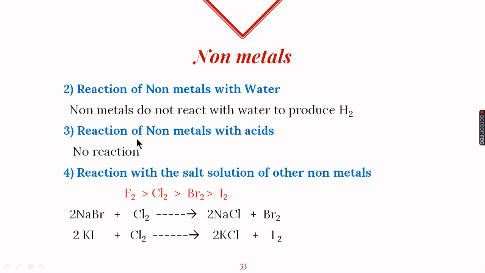Nonmetals do not react with water or acids, but they react with salt solution of other nonmetals. So just like the metal reactivity series, there is a reactivity series for nonmetals also. Now fluorine, chlorine, bromine, iodine are arranged according to their reactivity. As chlorine is more reactive than bromine, it can displace bromine from its salt solution and takes its place. So sodium chloride is formed and bromine comes out of its salt solution.